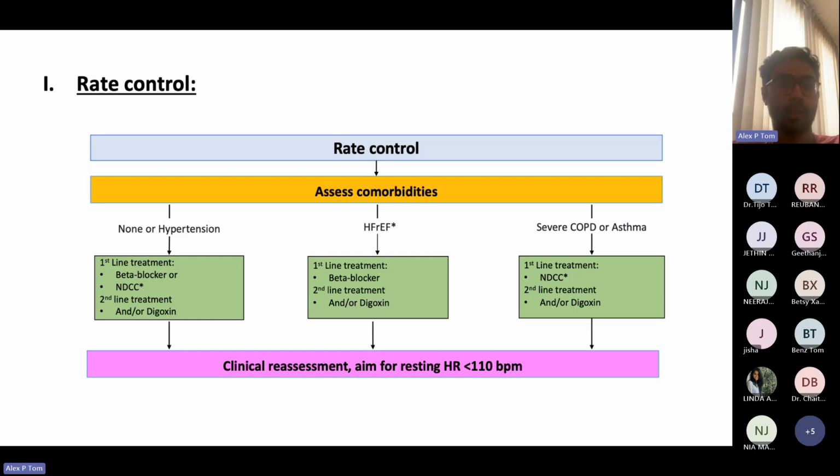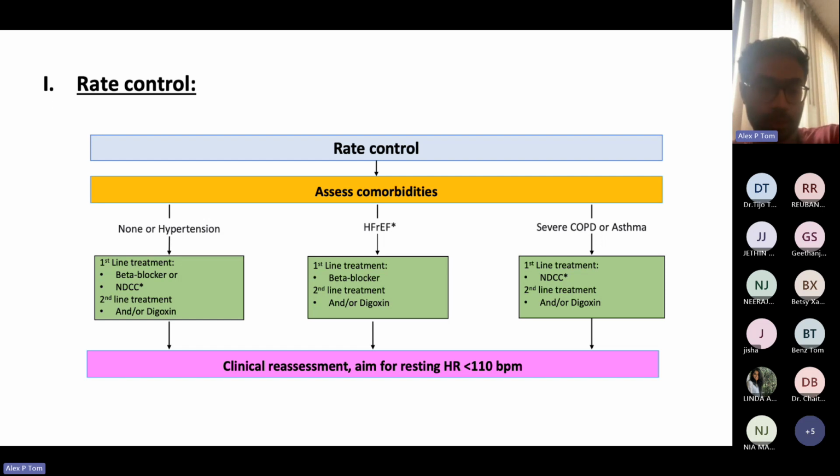So this is again the rate control. How do you do it? Basically, if there are no comorbidities, you use a beta blocker or non-dihydropyridine calcium channel blockers. If the patient has heart failure with reduced ejection fraction, beta blocker is the better first line, and second line is always digoxin. If there is COPD or asthma, it's difficult to give a beta blocker for such patients. In such patients, you can use something like diltiazem. So you can give the calcium channel blockers, and that would be how you rate control these patients.